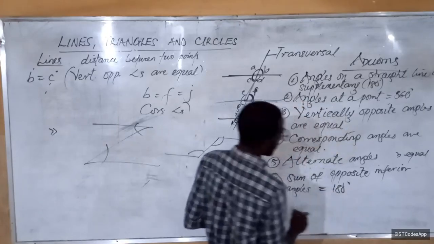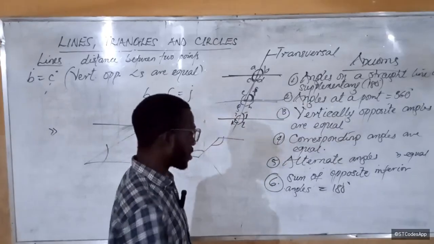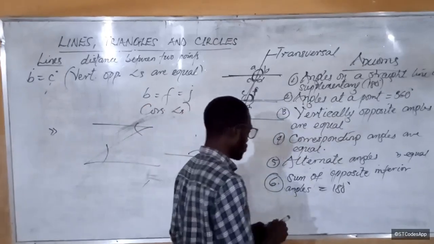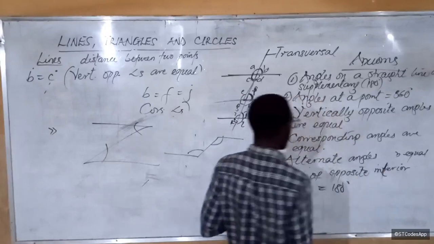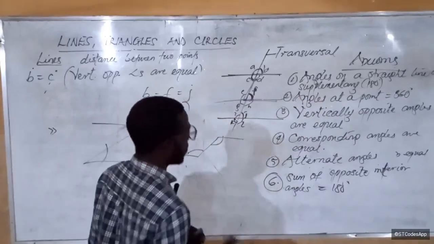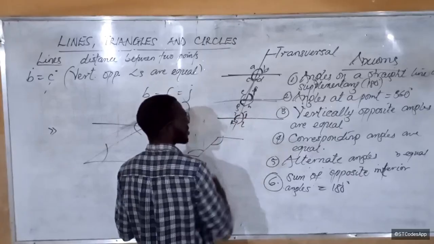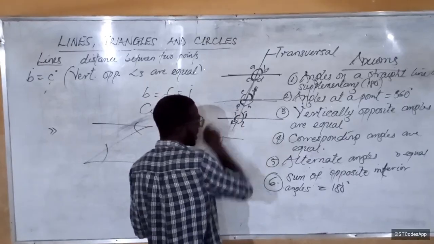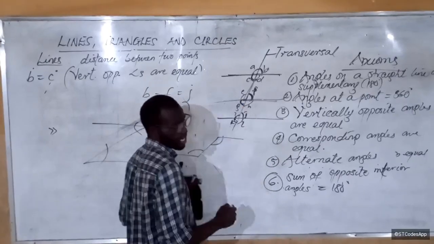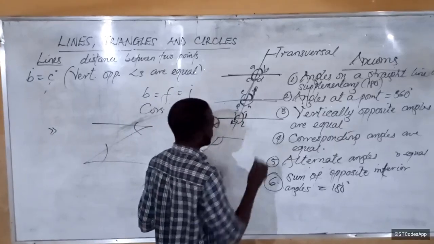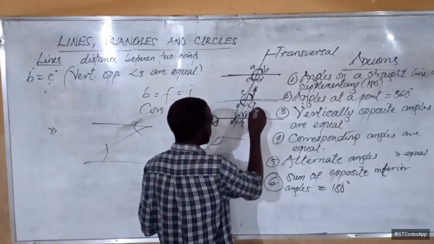Or is equal to 180 degrees. Do you understand? Opposite interior angles are supplementary. Do you get it? Now, what are opposite interior angles? This place and this place. They are opposite interior. You see, they are inside, and they are facing each other, so they are opposite each other. Do you understand? This place and this place, they must what?